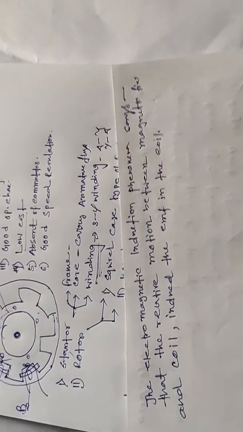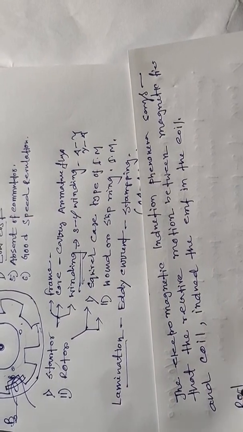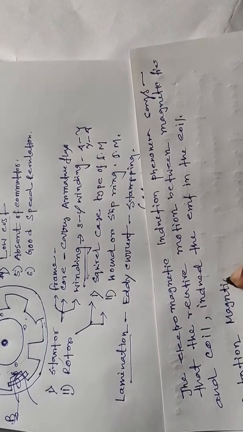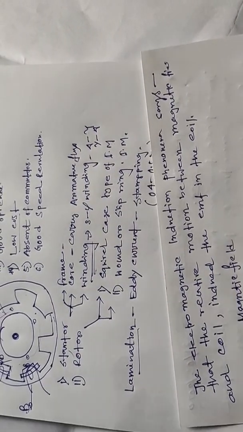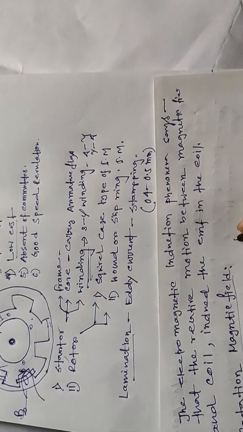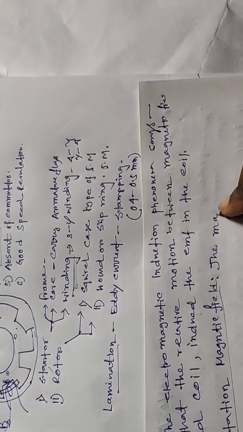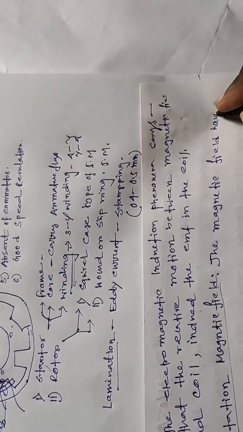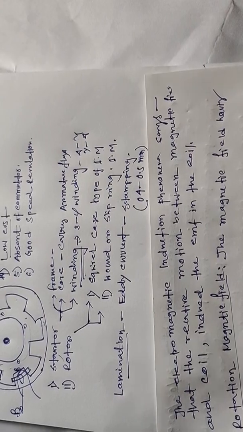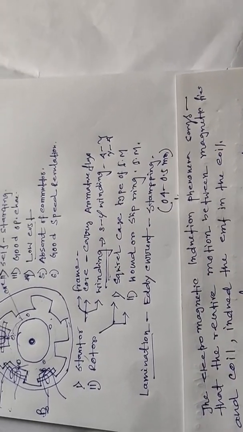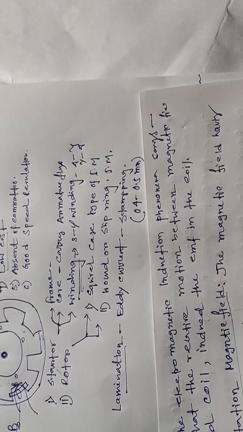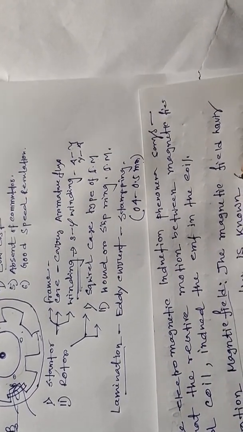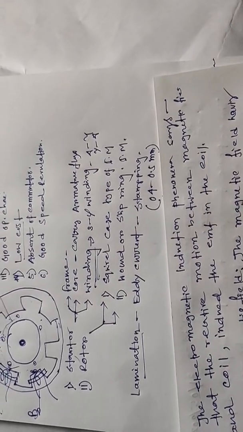This process is by the rotating magnetic field; it is induced by the rotating magnetic field. How is the rotating magnetic field produced? A magnetic field having moving polarities is known as the rotating magnetic field.